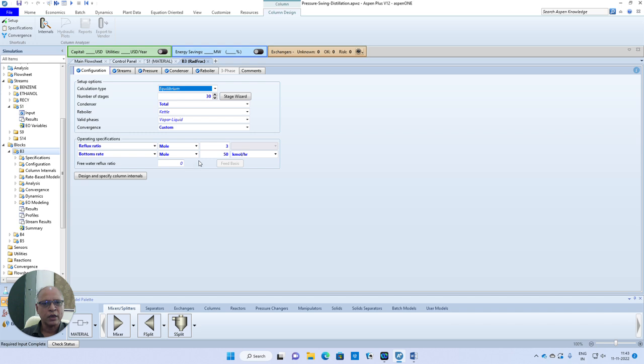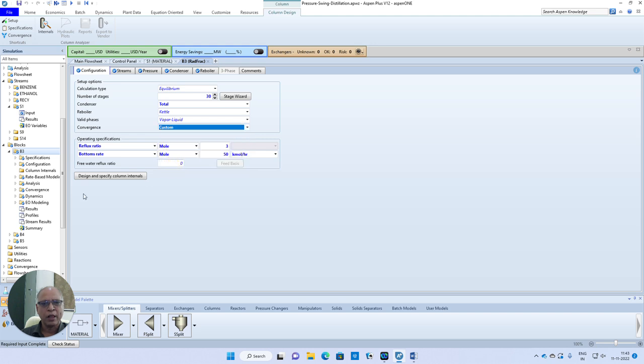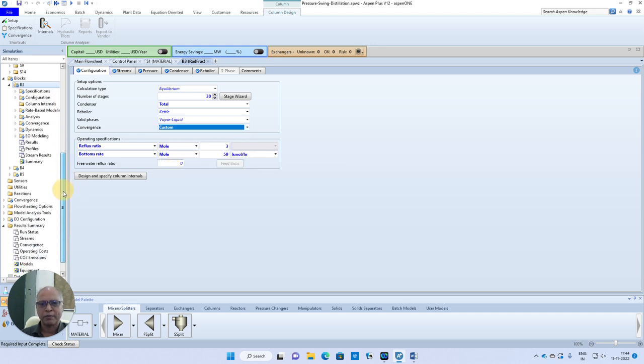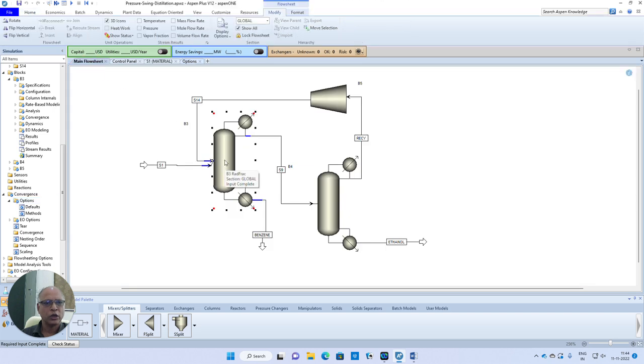Be careful with this. I have taken the convergence. By default, it will be standard, but I have changed it to custom and then go into the block convergence. Expand this, options, expand this. So, block B3, right?